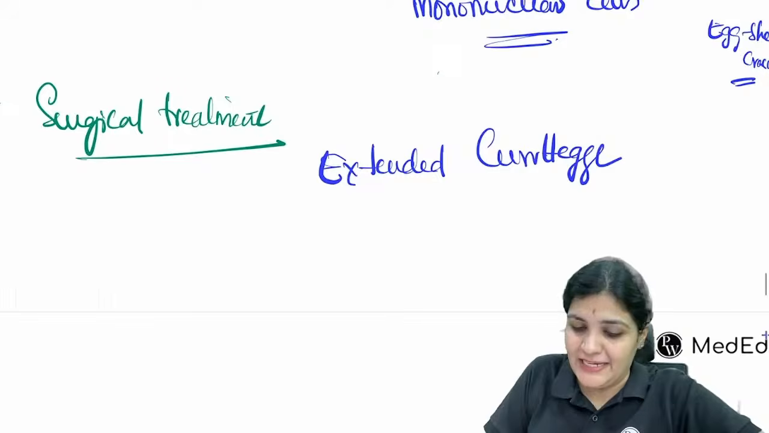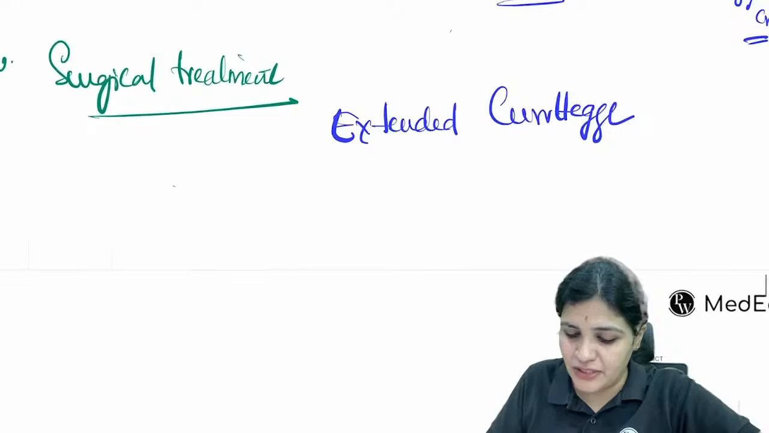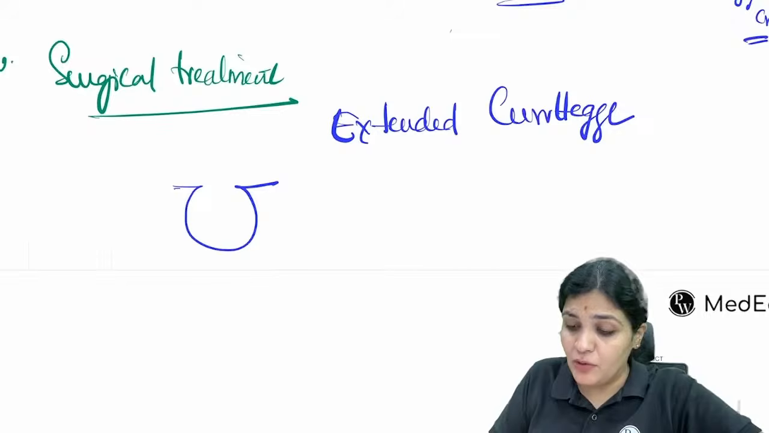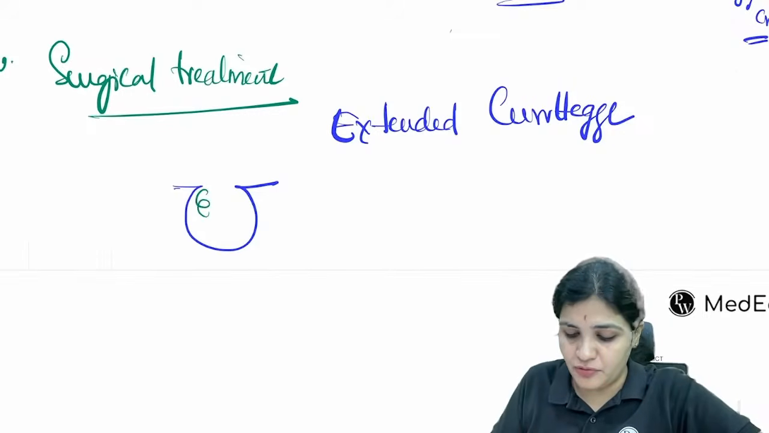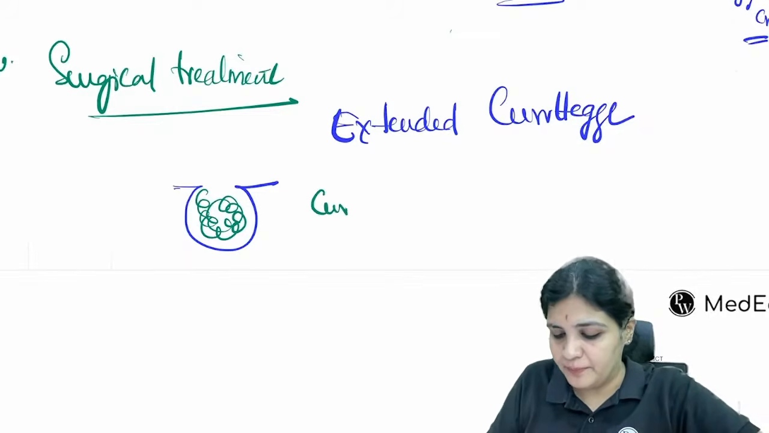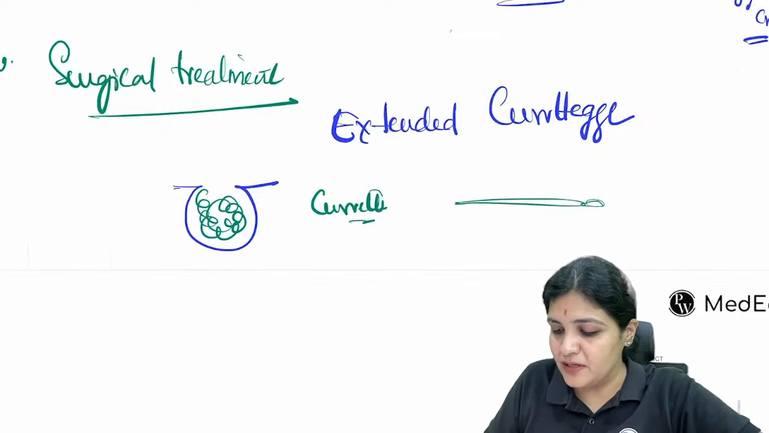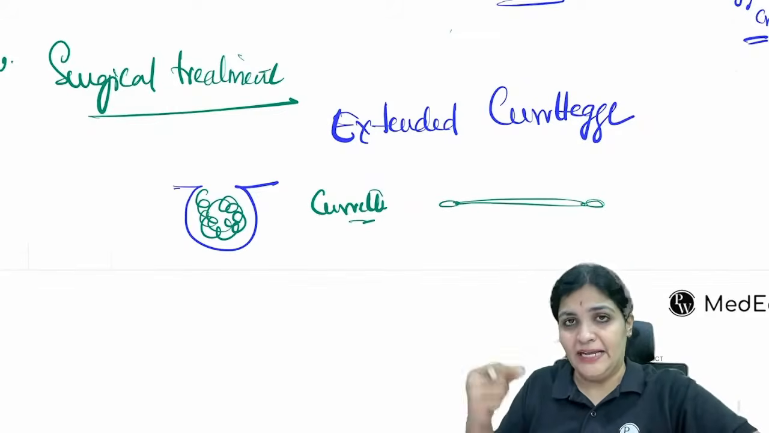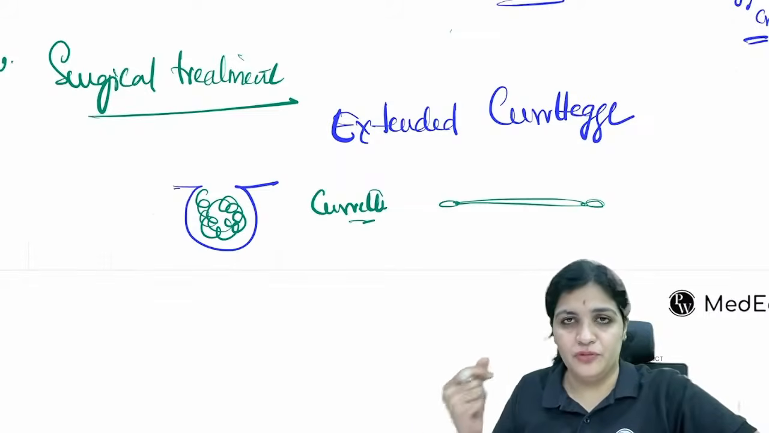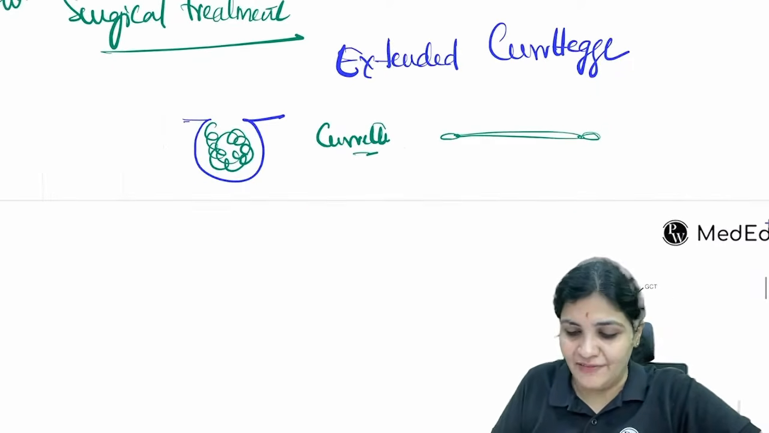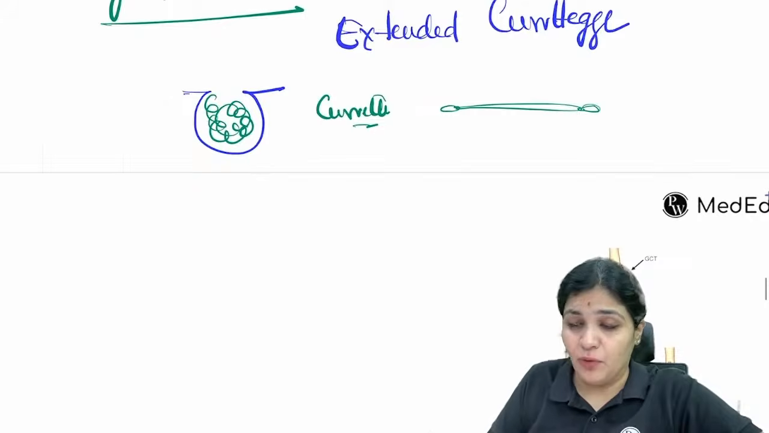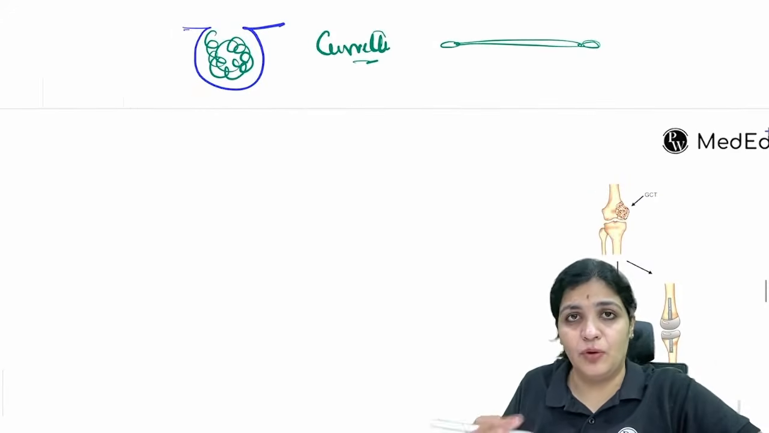So what do you mean by extended curettage? Again, you see this is a cavity which is filled with giant cell tumor. Now we are going to remove this tumor. How are we going to remove it? There is a lot of tumor. So you go into the cavity and use the curette, something like a spoon. You entirely curette, so you completely remove the tumor. Now you are left with this cavity, right? If you leave the cavity, there will be a recurrence. There is always a recurrence.